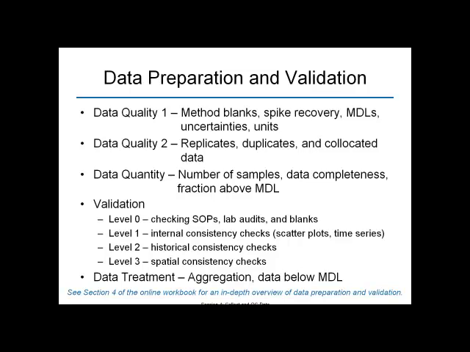Historical consistency checks compare the data against data from previous time periods, making sure that it's consistent with that. And spatial consistency checks just compare the data at one site to another site to see if they're consistent with what you expect their spatial differences to be.